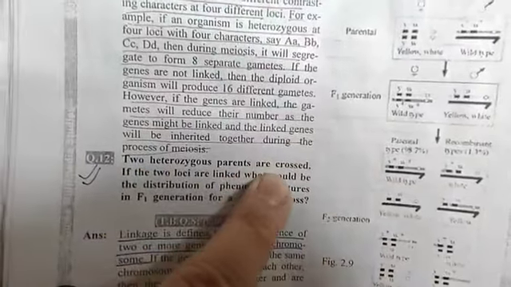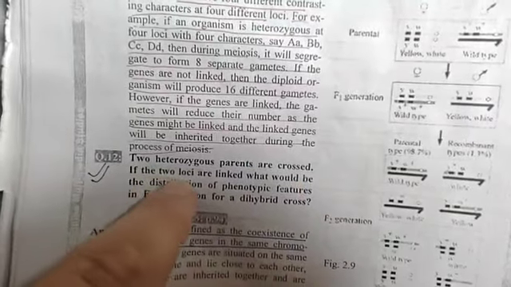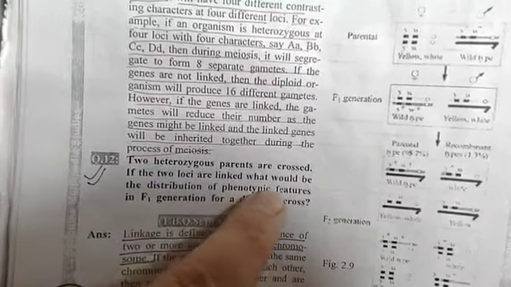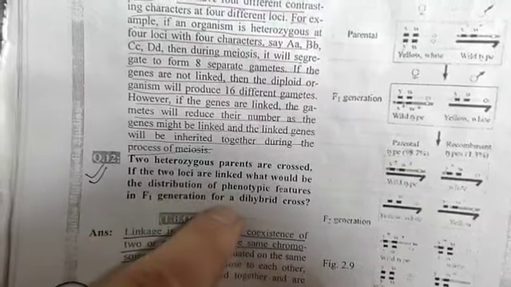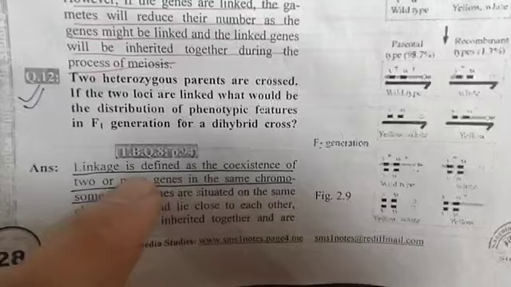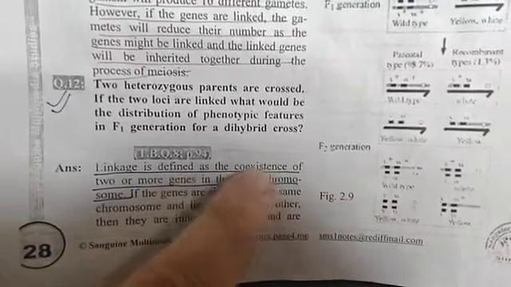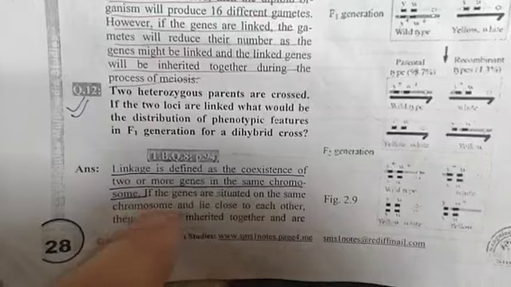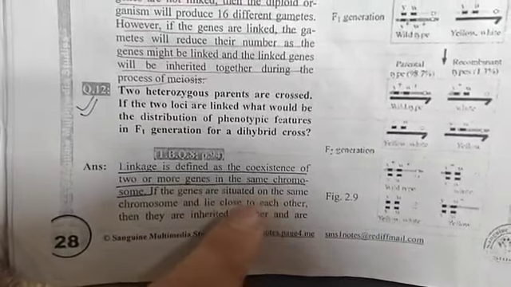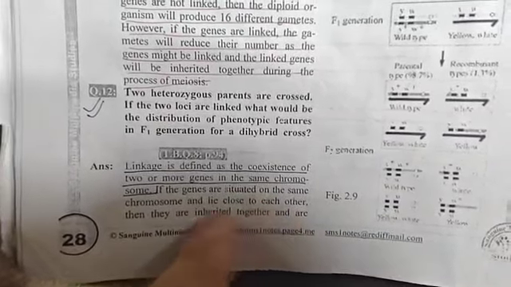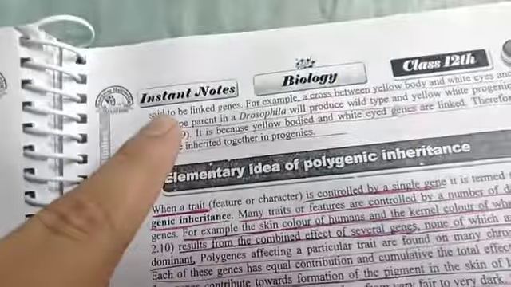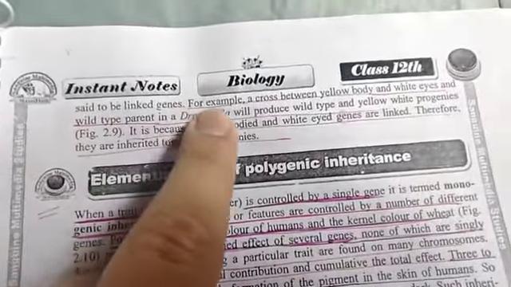Two heterozygous parents are crossed, and the two loci are linked. What would be the distribution of phenotypic features in the F1 generation for a dihybrid cross? Linkage is defined as the coexistence of two or more genes in the same chromosome. If genes are situated on the same chromosome and lie close to each other, then they are inherited together and are said to be linked genes.